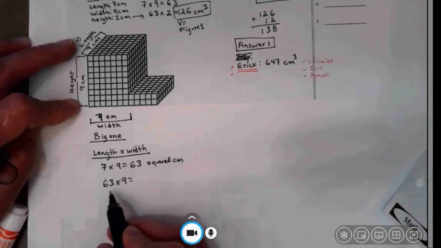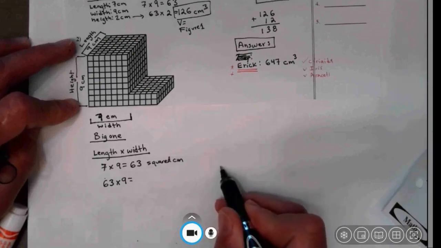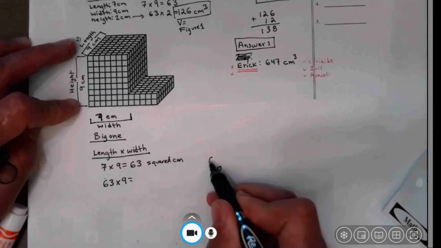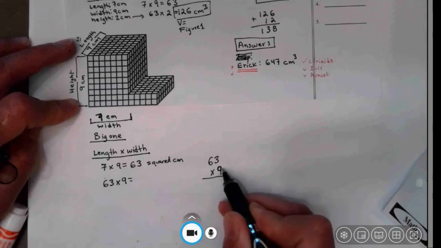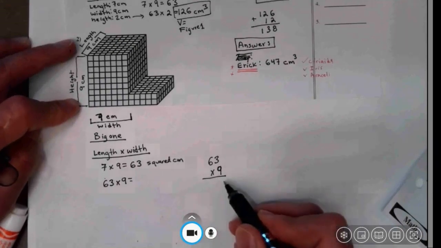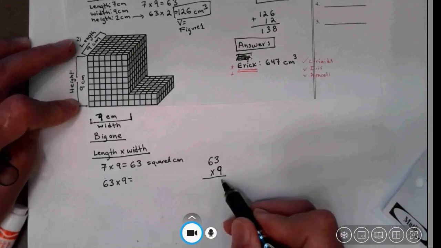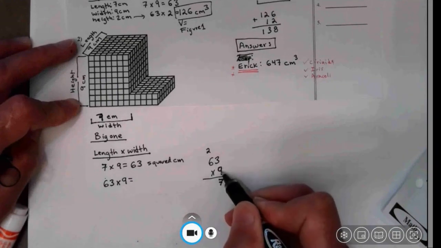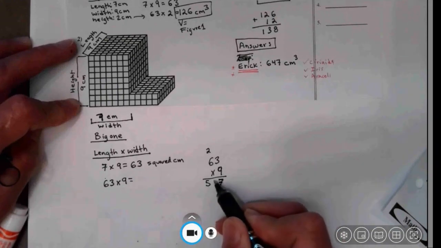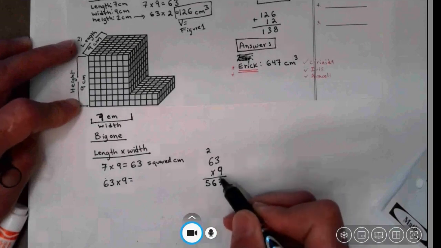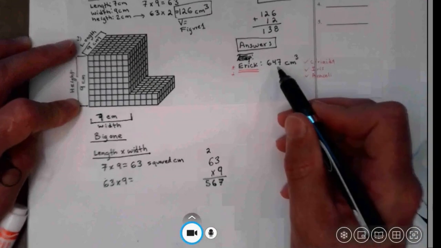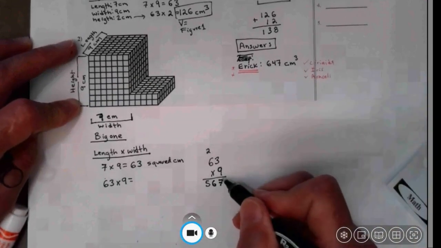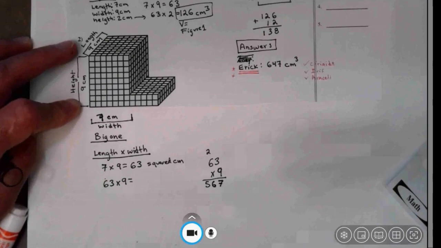So those of you for whom this is kind of challenging, you can do the standard algorithm, which is 9 times 63. And so you go 9 times 3 is what? 567. Carry the 2. 6 times 9 is 54, 55, 56. So 567? Yeah. Wait, but didn't you say the answer was 647? Yeah, but then you still gotta get out the little one.